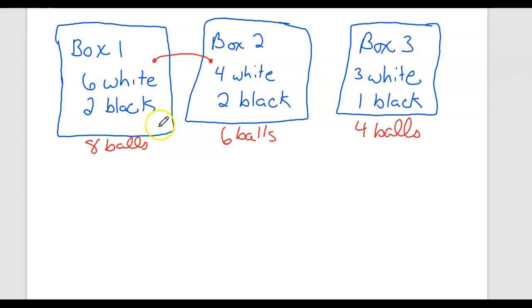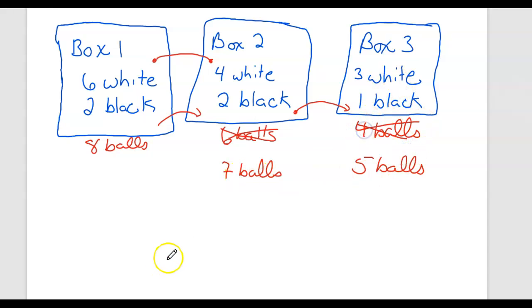Well, as I take one from this box and put it over here, my probability is no longer out of 6 balls, but actually becomes 7 balls. And if I take one ball from this box, my probability now becomes out of 5 balls. So whenever we're looking at the probability of whether box 2 is a white or black ball, we're no longer looking at just the 6 balls, we're looking at 7 balls. And when we're looking at box 3, we're no longer looking at 4 balls, we're actually looking at 5 balls.